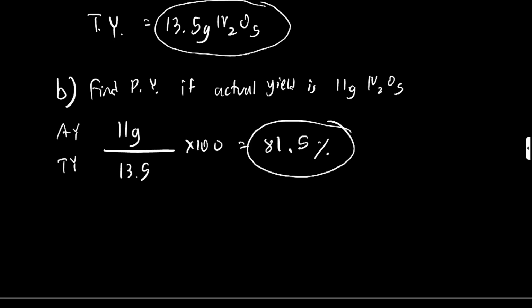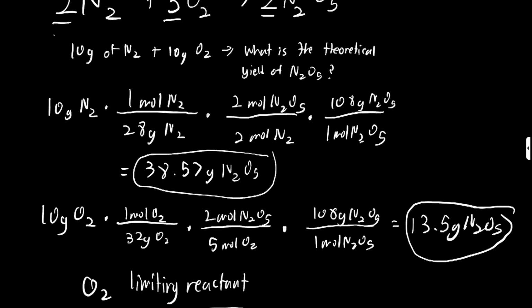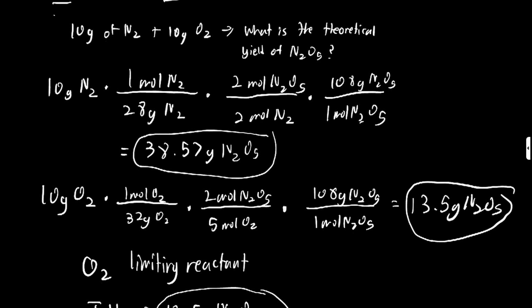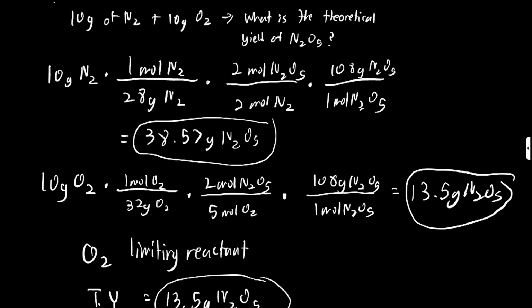So hopefully that brought a little bit of a memory back to you guys on how to do stoichiometry and limiting reactants. This is a very simple example, but I think it'll get you a good enough understanding of where to go from here.